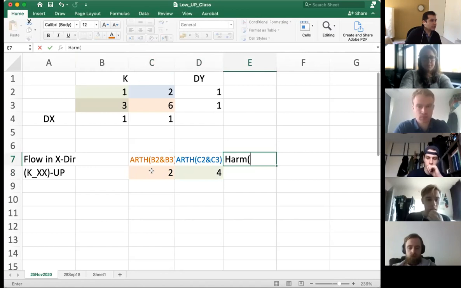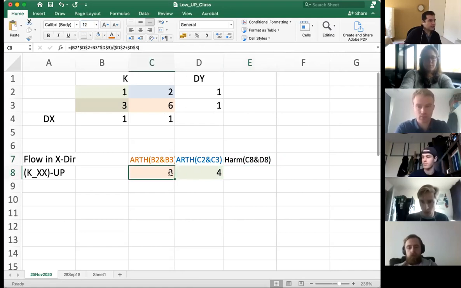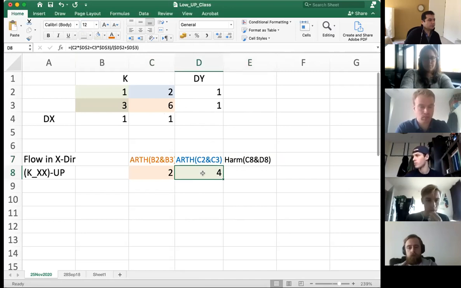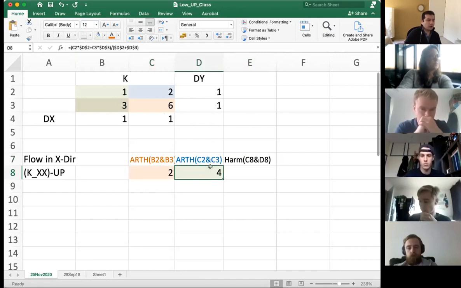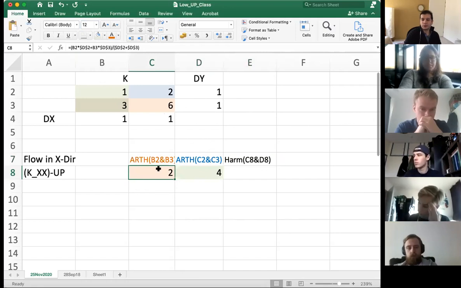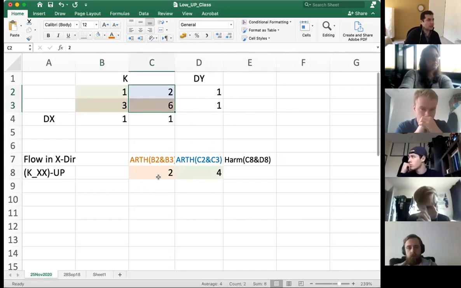C8 and D8. What would be the harmonic averaging between this and this layer? This layer will have delta y, and here delta y would be equal. Their thickness is 1 or 2? 2. Right, their thickness is 2 because they are replacing the entire column here. They are replacing the entire column.